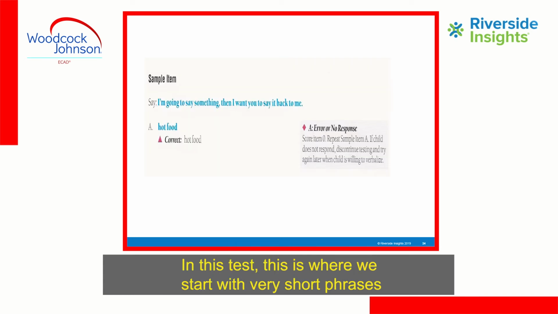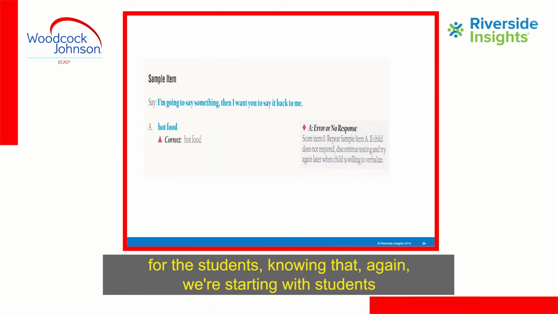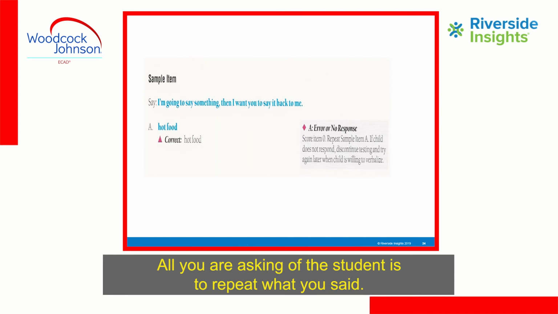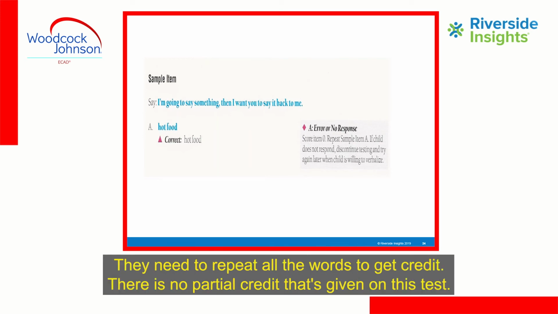In this test, this is where we start with very short phrases for the student, knowing that, again, we're starting with a student that's very young, 2 years, 6 months. The first one would be "hot food." All you are asking of the student is to repeat what you said. They need to repeat all the words to get credit. There is no partial credit that's given on this test.